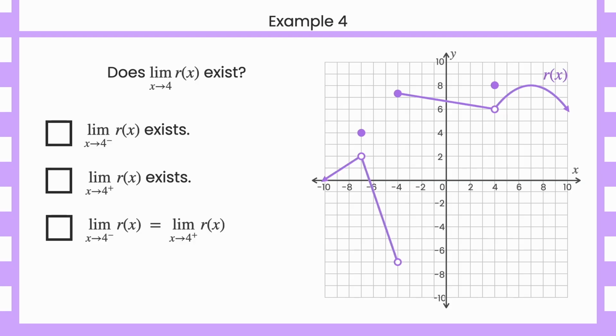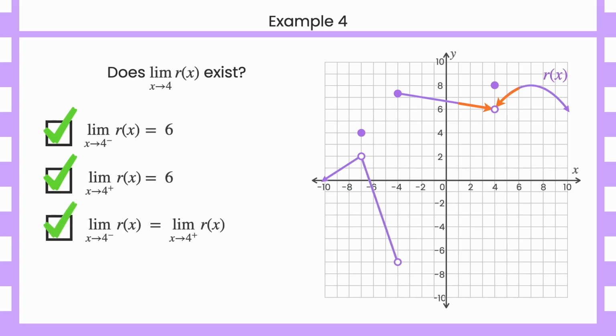How would you approach this problem? To determine whether the overall limit exists, we'll first check whether the left-hand and right-hand limits exist. On the graph, we can see that both limits exist, and furthermore, they both equal 6. So not only do they exist, but they are equal to one another.